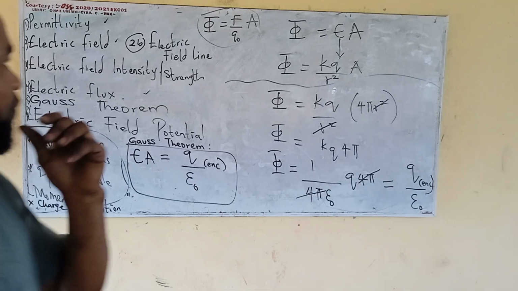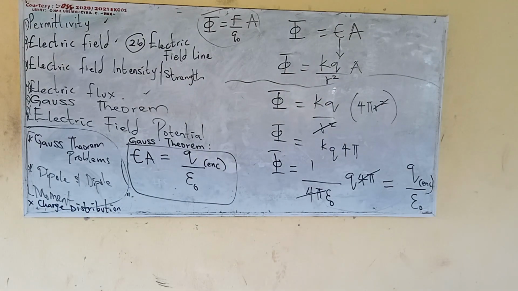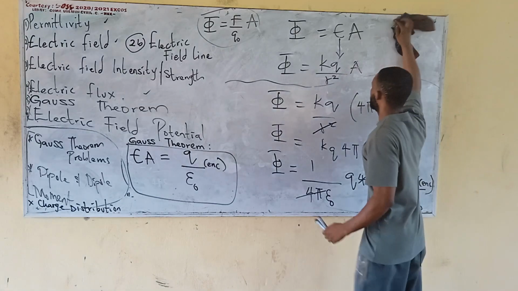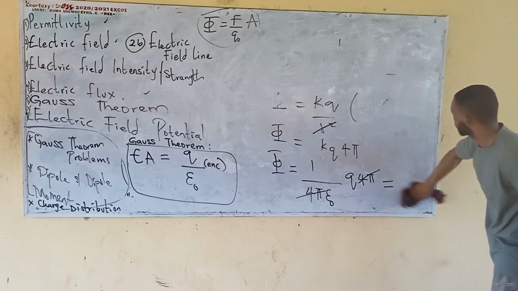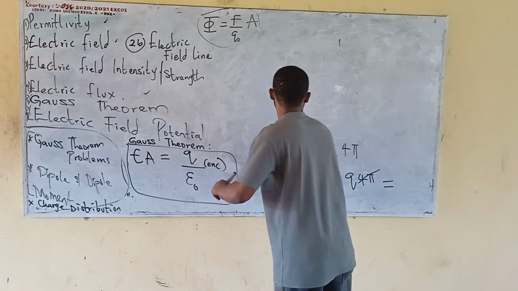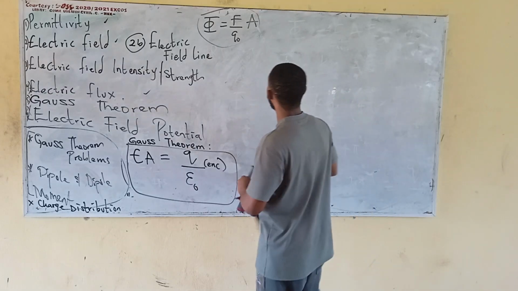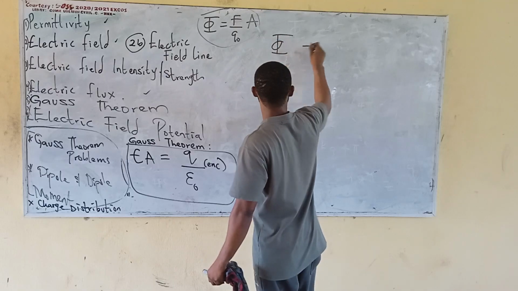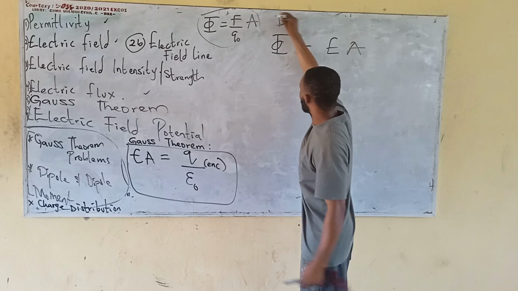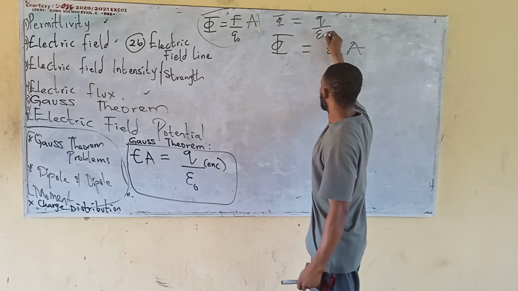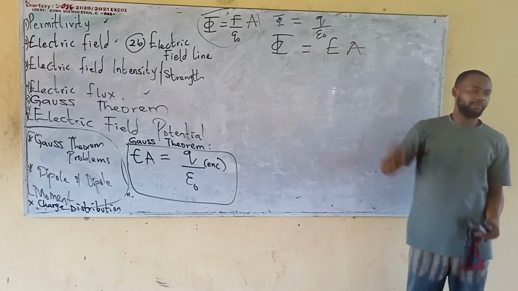So we are done with electric flux. Before Gauss theorem, I want to point out something. A question can come, they ask you, when is electric flux maximum? We know that electric flux is EA, is it not true? Electric flux is also Q over E naught, individually. The minute you equate these two, what you are talking about is Gauss theorem.